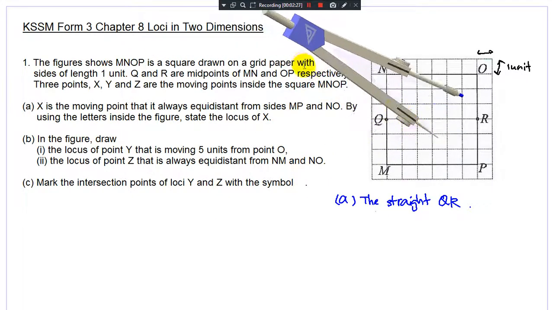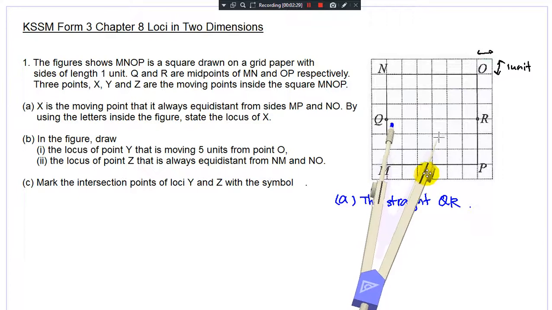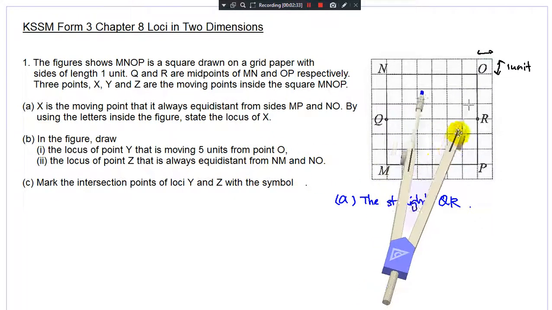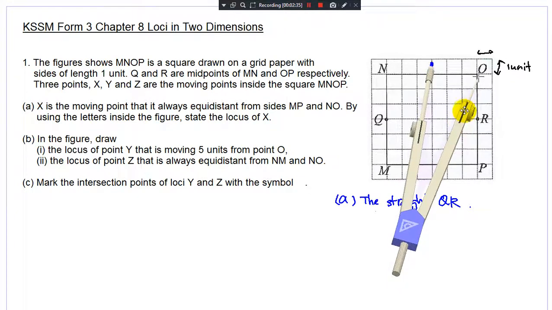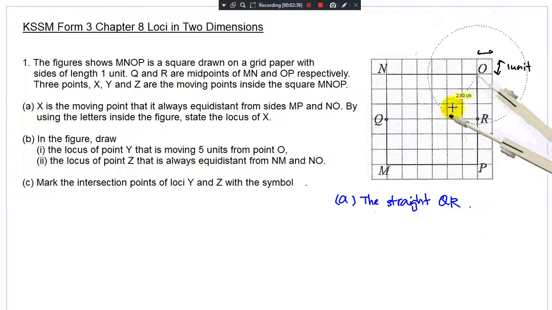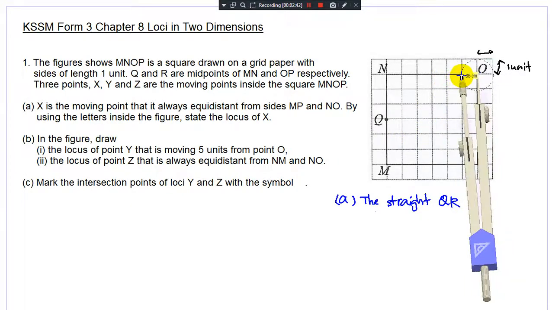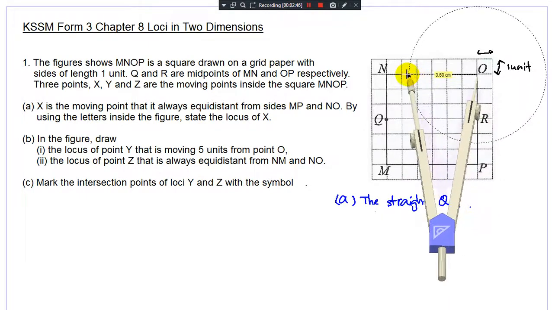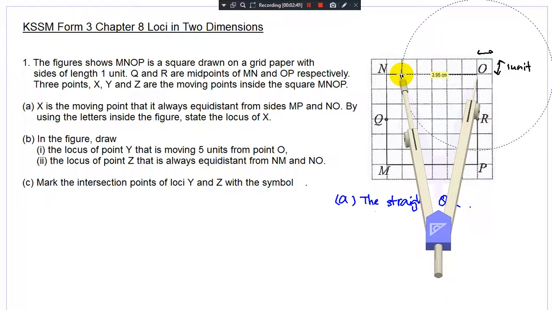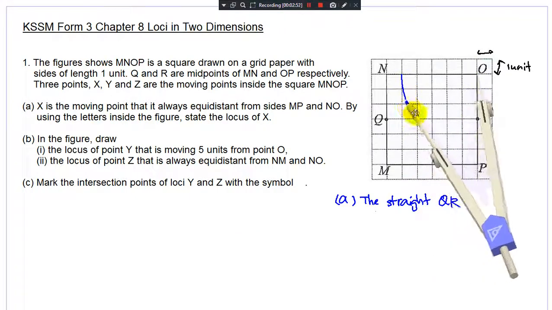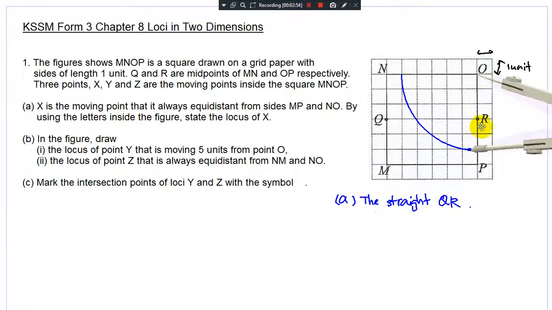First, take out your compasses. Constant distance from the point O, so the needle of the compasses is placed on point O here. Okay, 5 units. You have to open up your compasses 5 units. So 1, 2, 3, 4, 5. Okay, 5 units. Then just draw it out.